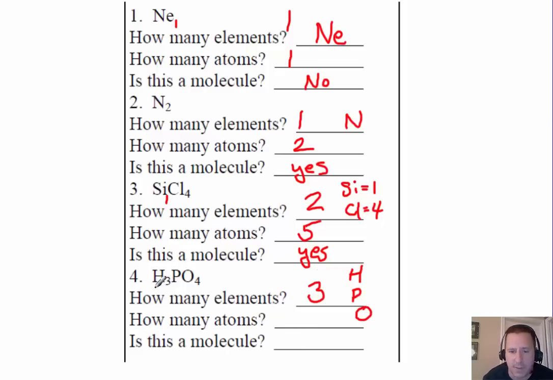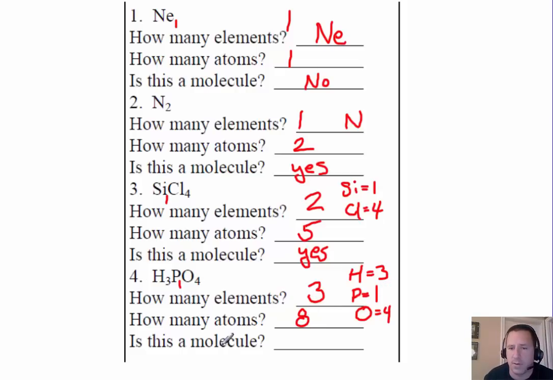Let's start looking at the subscript, working left to right. There's a subscript here that's a 3. There are 3 hydrogen atoms. Phosphorus, there's no subscript there, so we know the subscript is an invisible 1. And oxygen has a subscript of 4. So we can add 3 to 1 is 4, plus 4, there are 8 total atoms represented here.